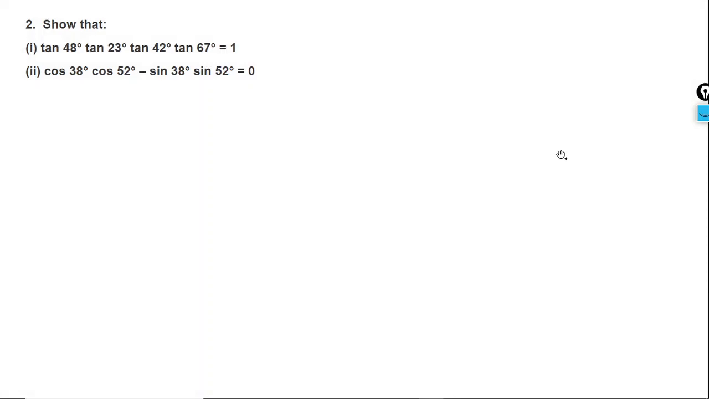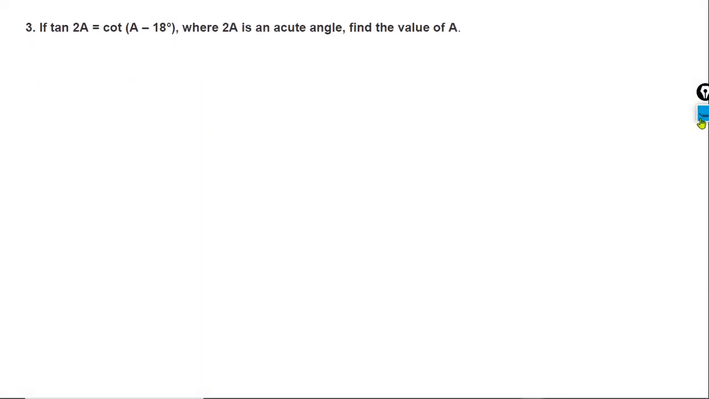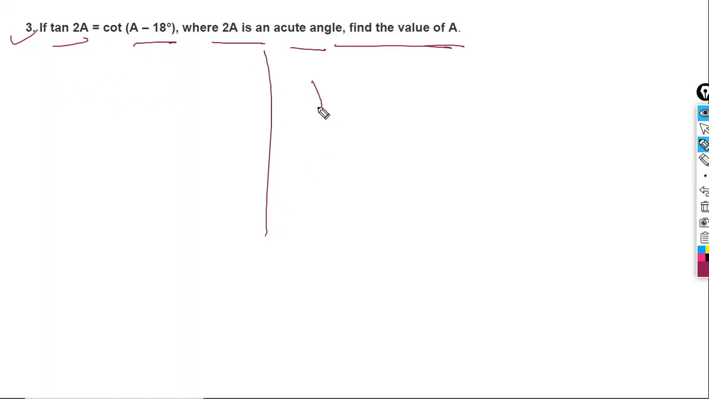Now we will move to question number 3. Let's see question number 3. If tan 2a equals cot (a minus 18), where 2a is an acute angle, find the value of a. So we'll write the question first. Tan 2a equals cot (a minus 18).